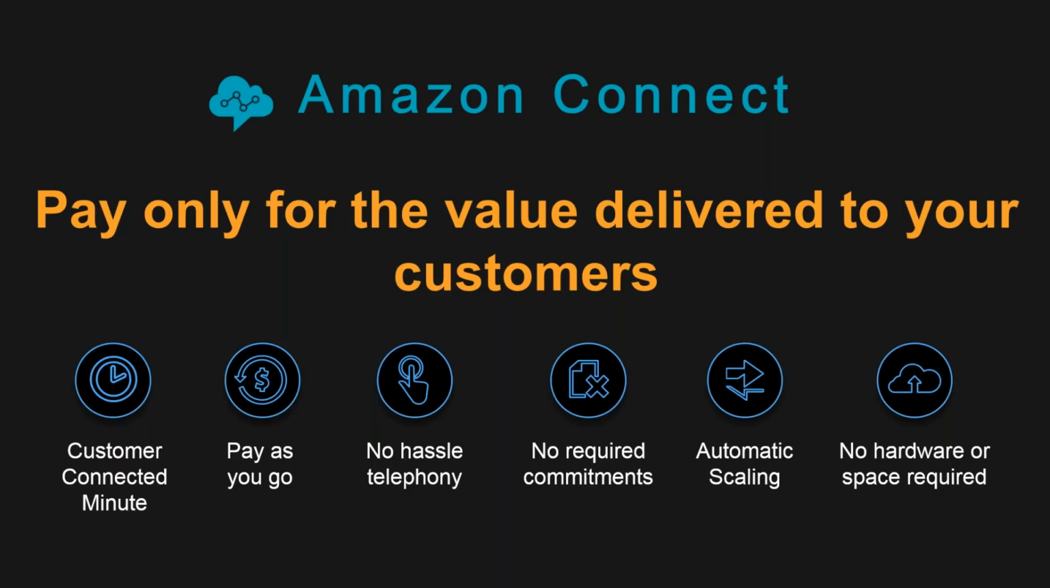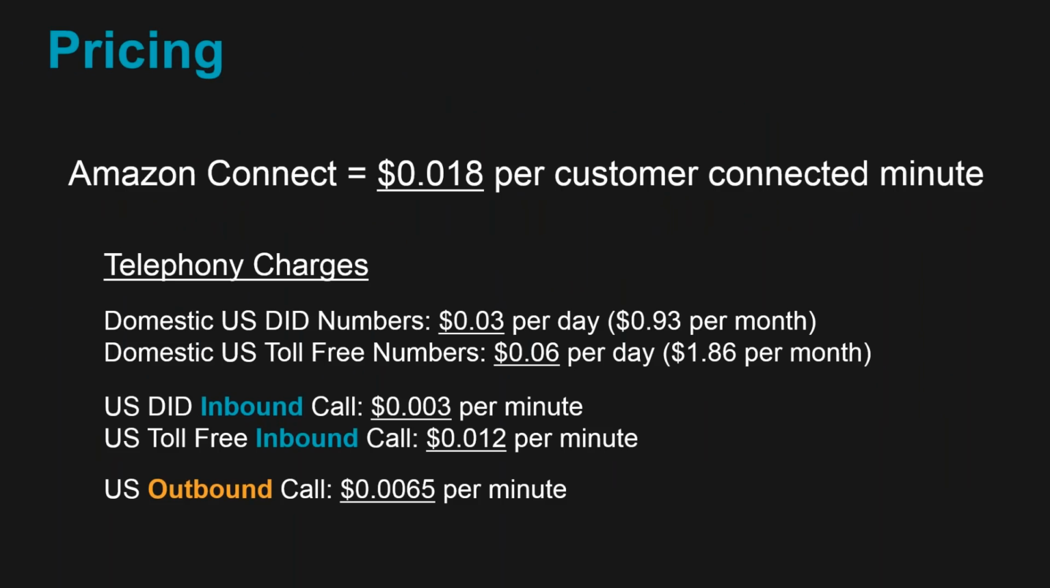It includes telephony so that you can get access to new numbers, or you can port numbers based on the region that you're in. There are no required commitments, no contracts. It automatically scales up or scales down, no problem in doubling or tripling your size. You don't have to worry about minimum commitments and some percentage of your minimum commitment to scale. It'll automatically scale with you based on the volume that you're driving through Amazon Connect. And last, there's no hardware or space required. This is an example of the pricing for North America. Amazon Connect is available at 1.8 cents per customer connected minute anywhere in the world.